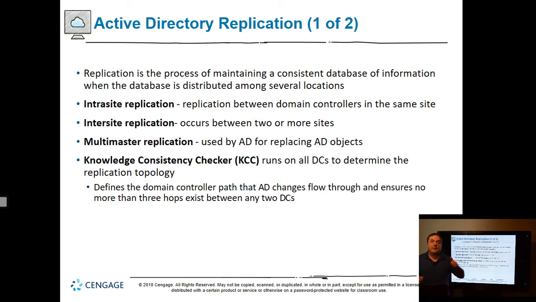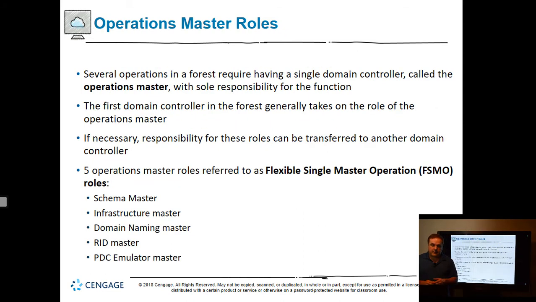But when we create a new site and we create another domain controller that's going to be in a different site, then that's inter-site replication. So it's pretty easy to remember that, like interstate, intrastate. The Knowledge Consistency Checker runs on all DCs to determine the replication topology. So lots of different parts that have to do with replication.